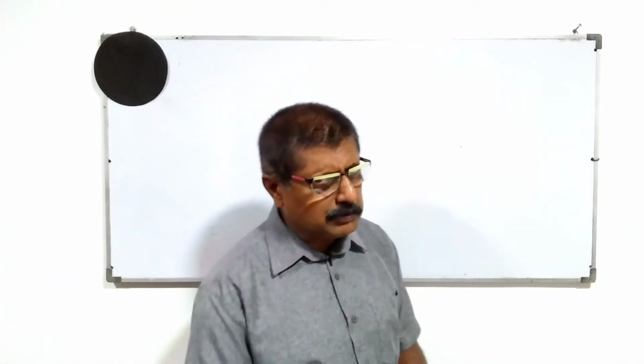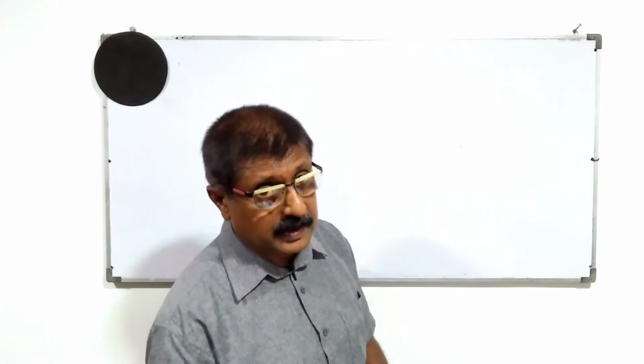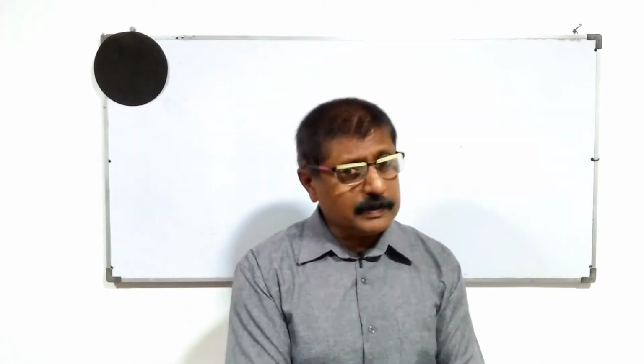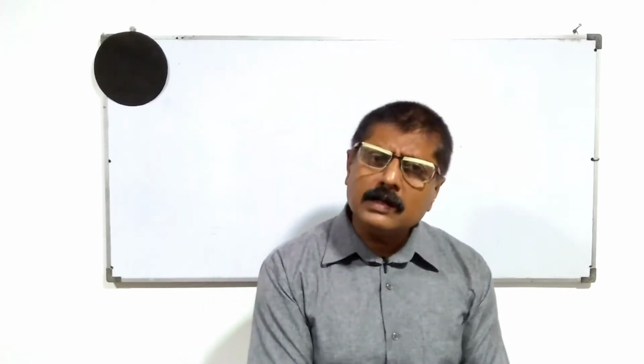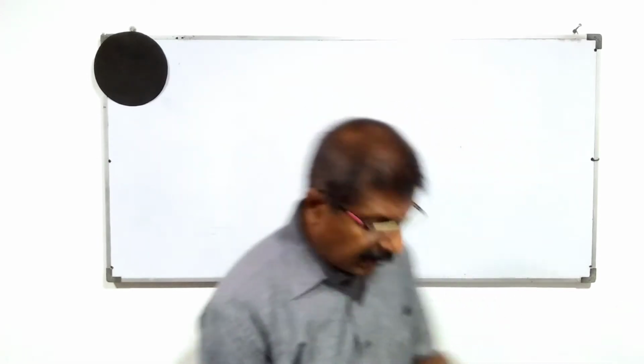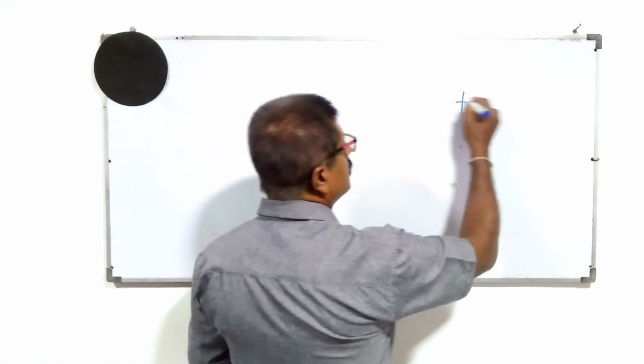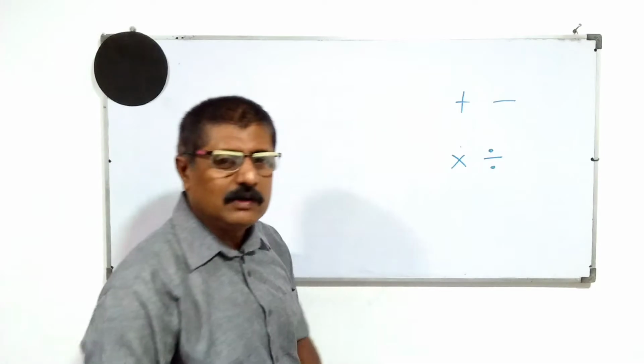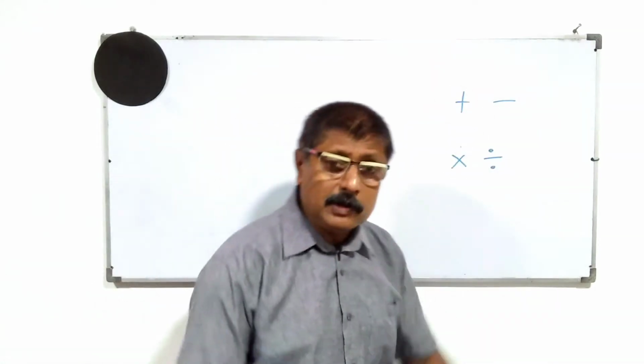Now today we are going to discuss grade 7, unit 3, mathematical operations. What are mathematical operations? Mathematical operations are what we do in mathematics. What are the things that we do in mathematics? They are addition, subtraction, multiplication and division. Alright, now what are we going to learn about these things?